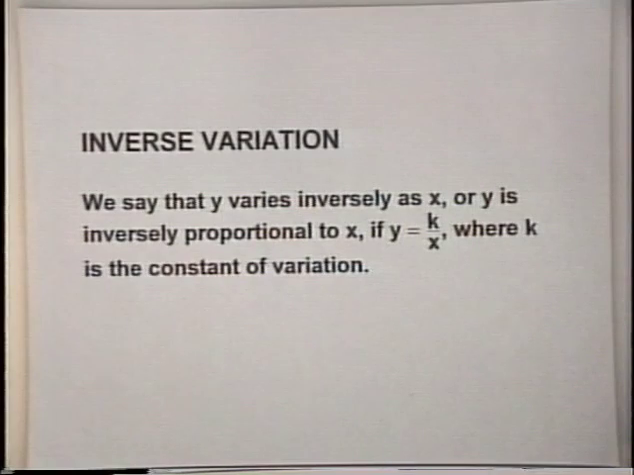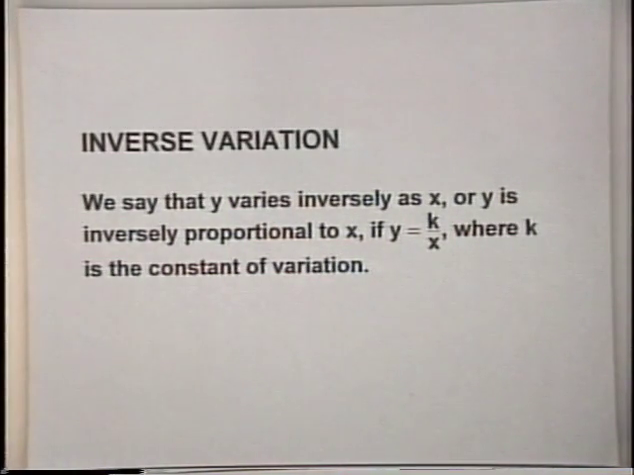Now that we have looked at several direct variation problems, we're going to look at a definition of inverse variation, which will be a little bit different than a direct variation. Inverse variation: we say that y varies inversely as x, or y is inversely proportional to x, if y equals k over x, where k is the constant of variation.